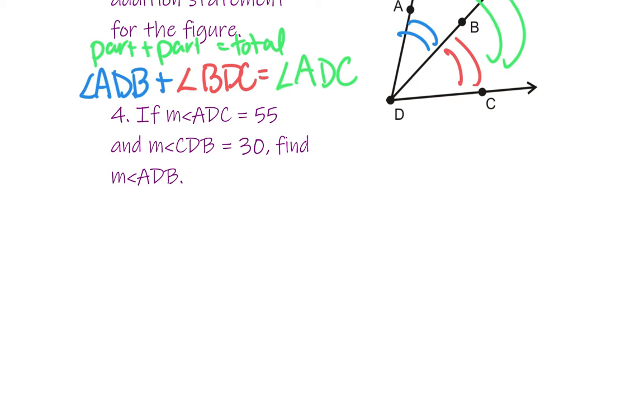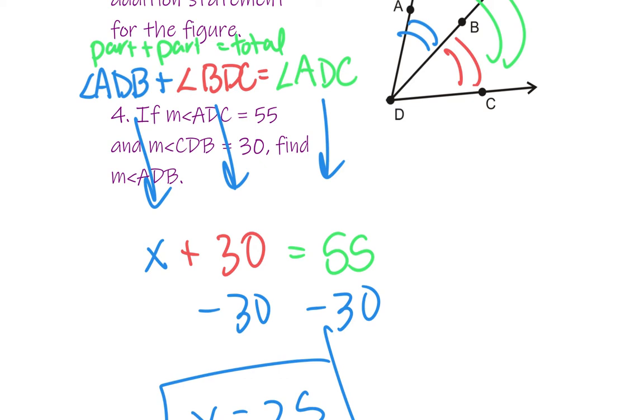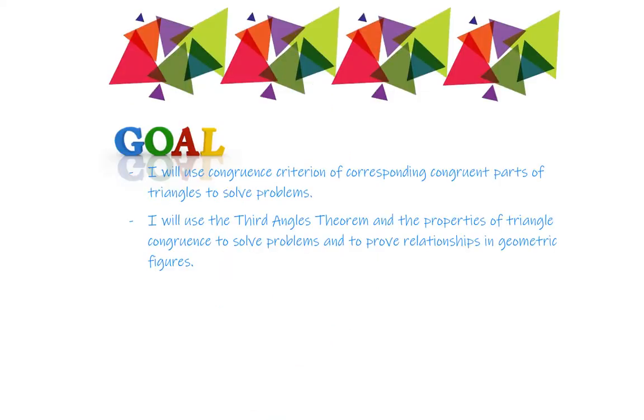Okay, now let's see what they told us. They told us that ADC is 55 degrees, so I'm going to replace that on the right. CDB, that's the red one. They told us that one was 30, and they want us to find the measure of angle ADB. So we don't know that one, so I'm kind of just substituting in right here. And if we solve for x, we should get 25 degrees. So long story short, if they give you one of the parts, subtract them. If they would have given us both of the parts, we would have added them to get the total.